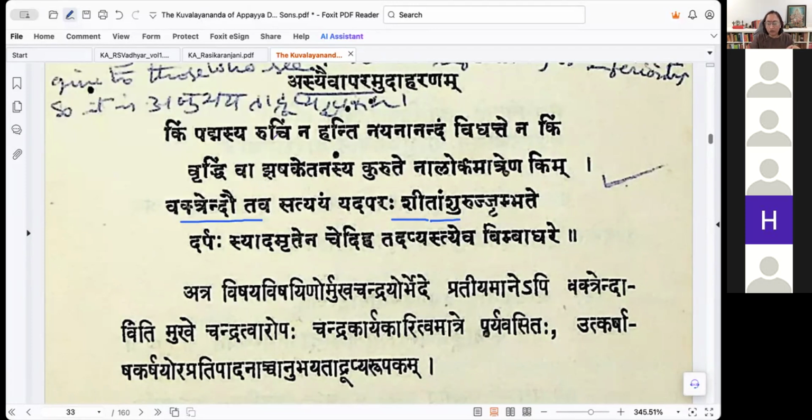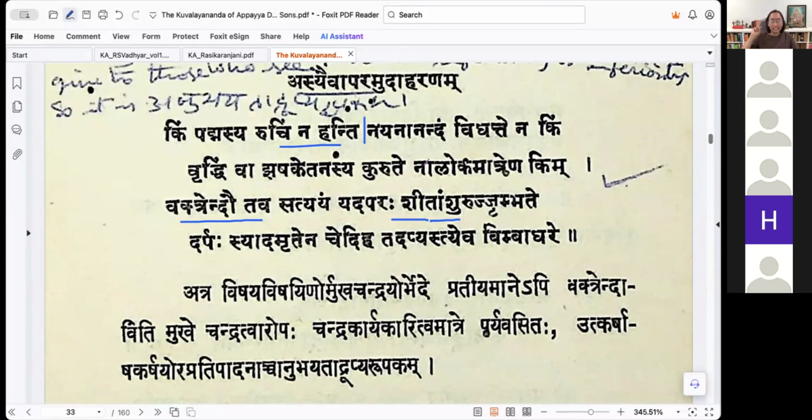So kim padmasya ruchim nahanti. Doesn't this face also remove the kanti, remove the luster of the lotus? That is, when you compare this face to the lotus, we see that the lotus's luster is not so bright when compared to this face's luster. So it is more beautiful than the lotus. So kim padmasya ruchim ayam vaktrenduhu nahanti. Does it not remove the kanti, beauty of the lotus? It definitely removes the beauty of the lotus, because this is more beautiful than the lotus.